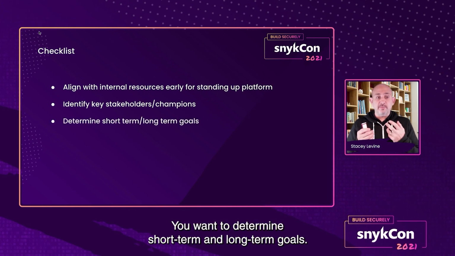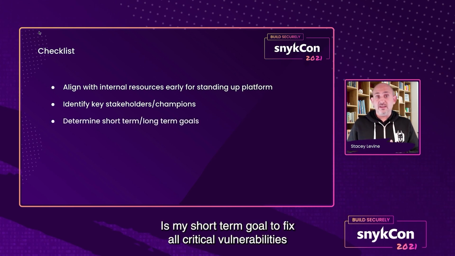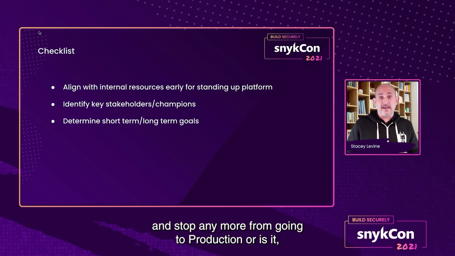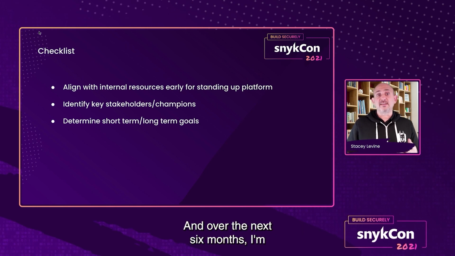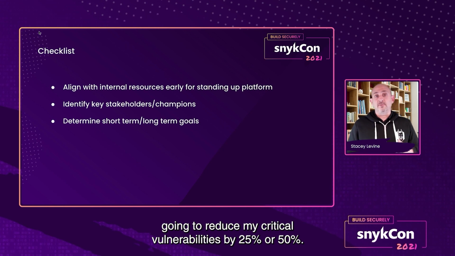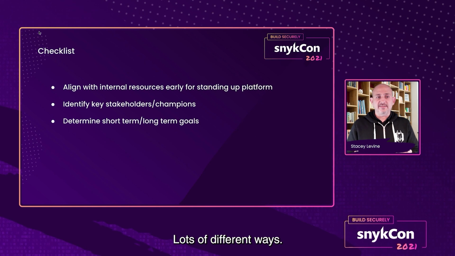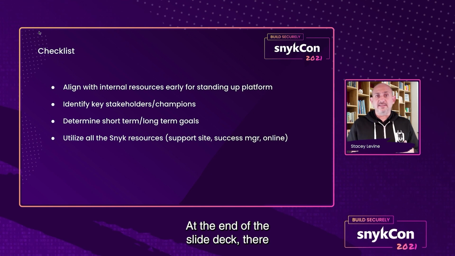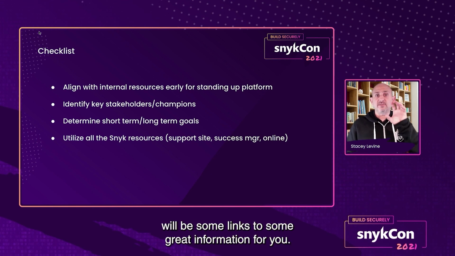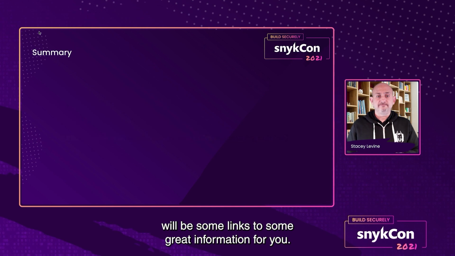You want to determine short-term and long-term goals. Is my short-term goal to fix all critical vulnerabilities and stop any more from going to production? Or is it, hey, know my vulnerability footprint, and over the next 6 months, I'm going to reduce my critical vulnerabilities by 25 or 50%. Lots of different ways. And utilize all of the Snyk resources and things that I mentioned. At the end of the slide deck, there will be some links to some great information for you.